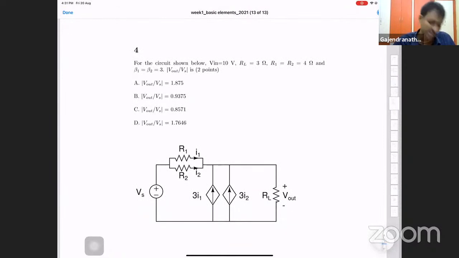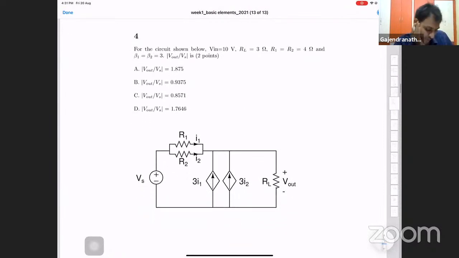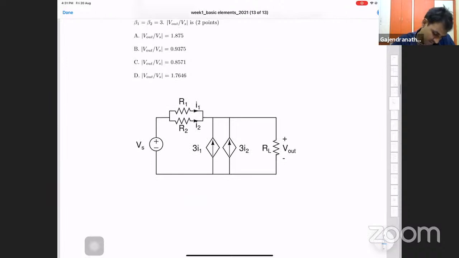Okay. Now the next question is, for the circuit shown below, Vin is equal to 10 volts, RL equal 3 ohms, R1, R2 equal 4 ohms, and beta 1, beta 2 equal 3. We want to find V out by Vs. So V out is here and Vs is here.